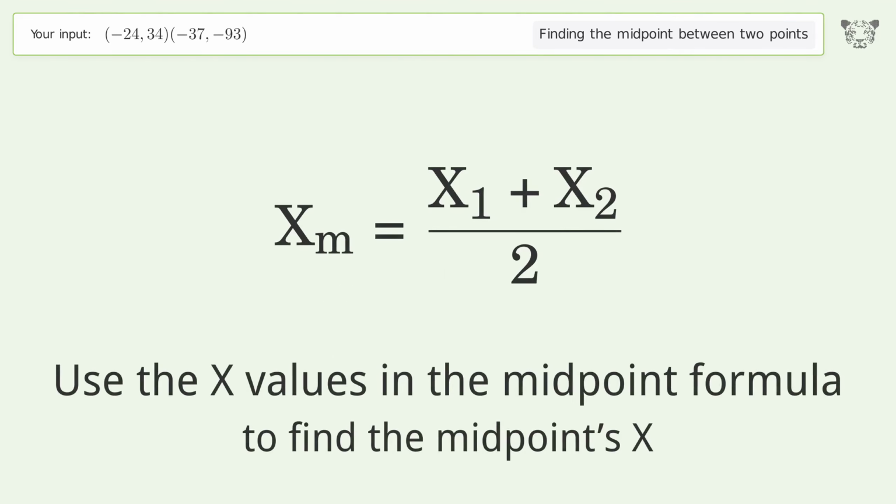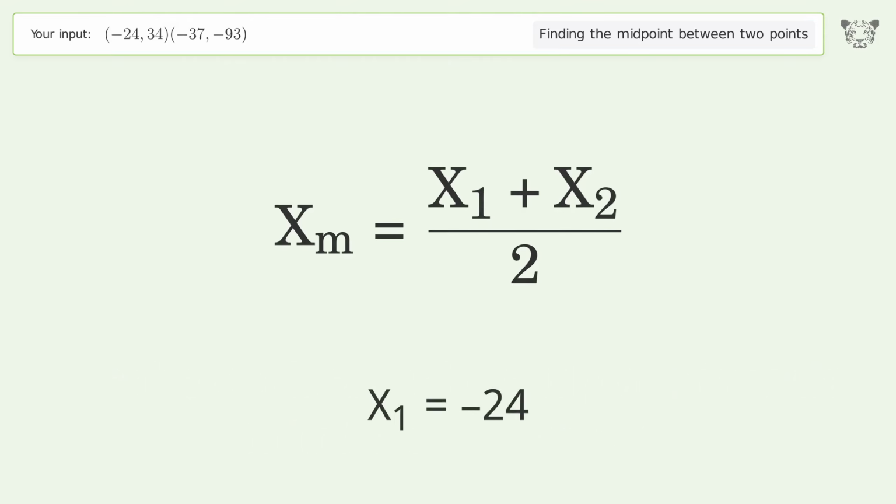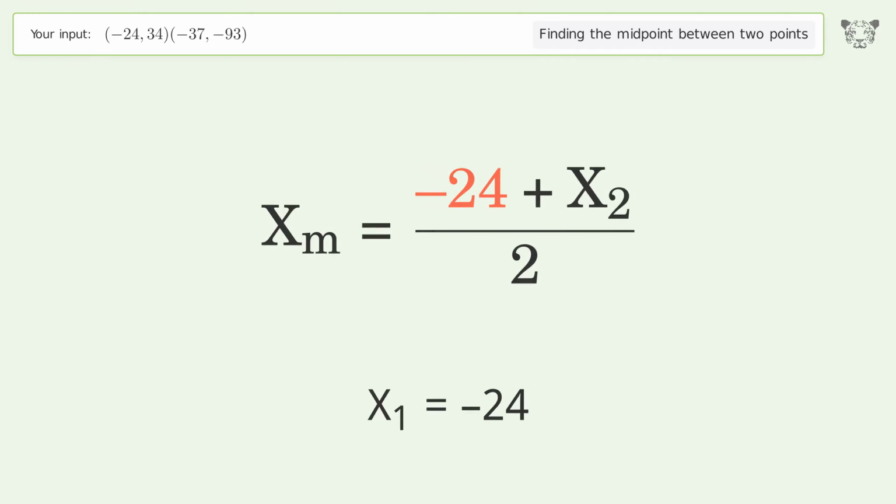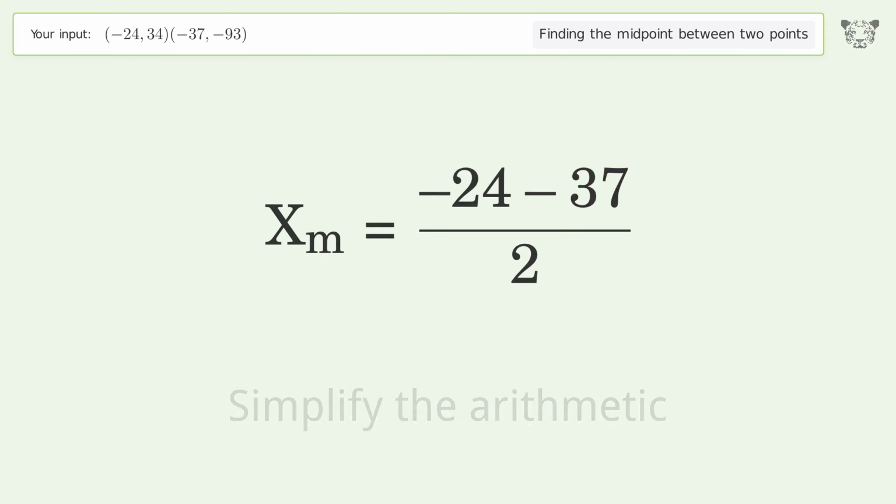Use the x values in the midpoint formula to find the midpoint's x. x1 equals -24. x2 equals -37. Simplify the arithmetic.